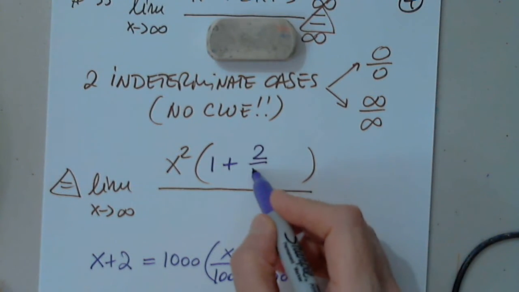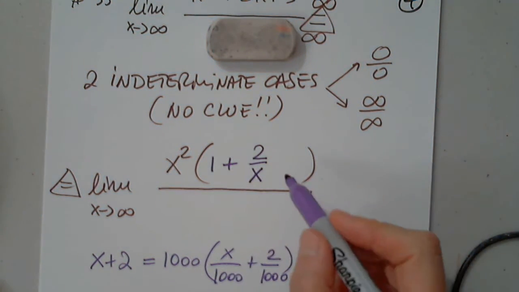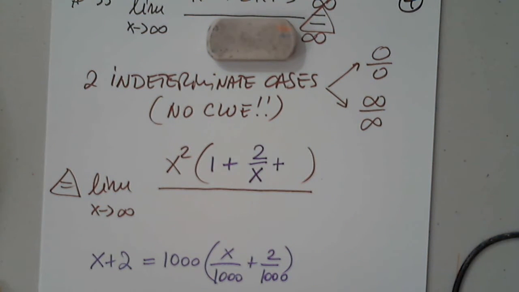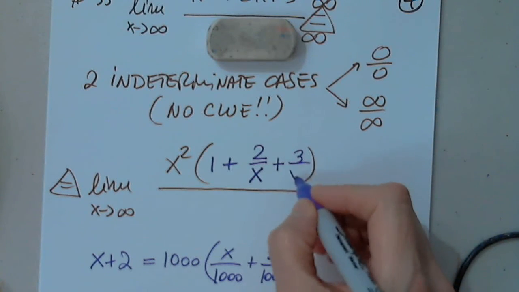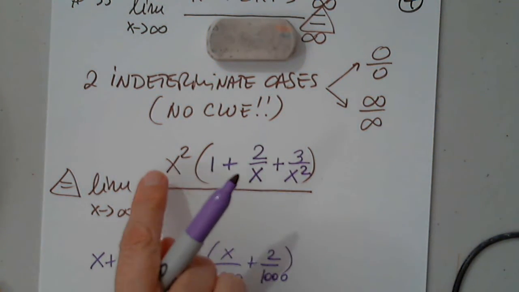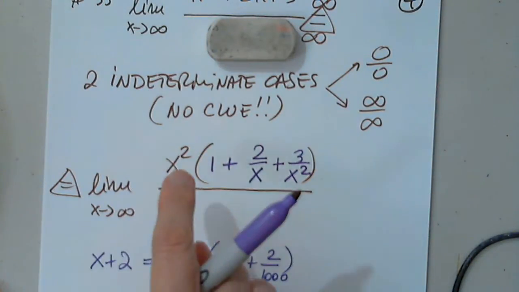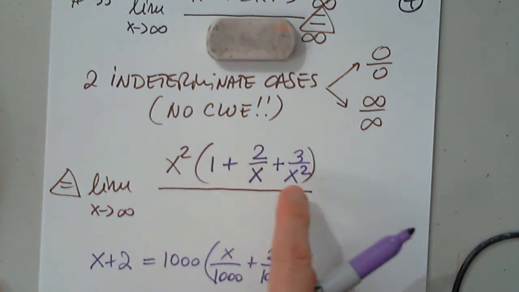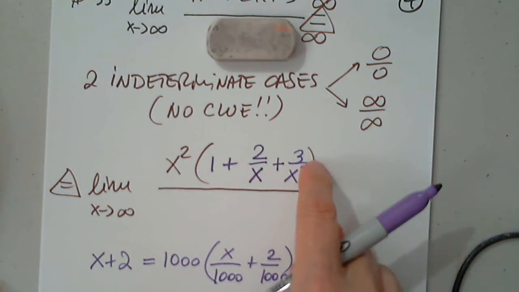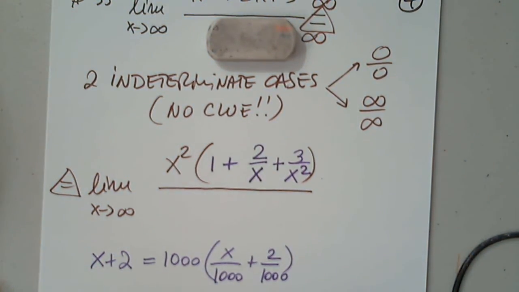You mean 2 over x, and plus 3 over x squared. That's it. Let's check. X squared times 1 is x squared. X squared times 2 over x, one of the x's will go away and I get 2x. X squared with 3 over x squared, the x squared will go away when I multiply and I get 3. Do we agree with this?